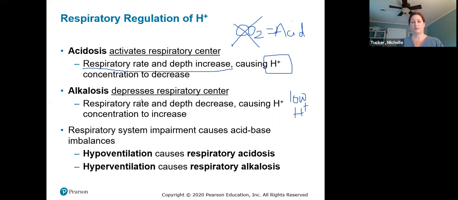In a state of alkalosis, the hydrogen level is too low. We know that CO2 acts as an acid. So we want to retain CO2. So CO2 is getting produced by our cells. And if we can exhale less or less deeply, we will keep that CO2 retained in our body. It will act as an acid and it will restore pH balance.